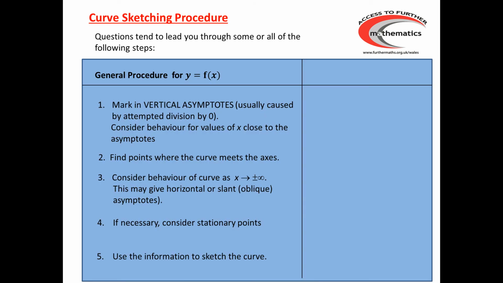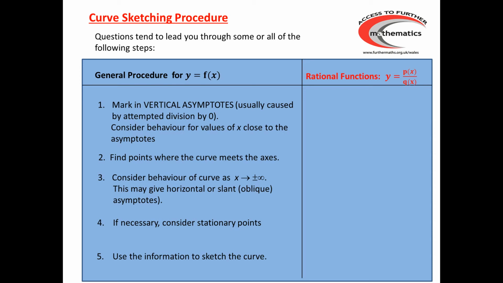The major thing you need to have is a procedure for sketching graphs, which will probably involve finding vertical asymptotes, finding the points where curves meet axes, considering the behaviour of a curve as x tends to plus or minus infinity, and if necessary, considering stationary points. And if we put all of that information together, we should be able to produce a decent sketch curve.